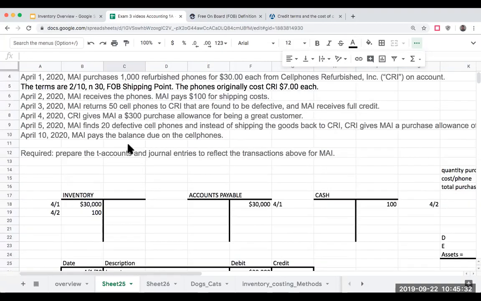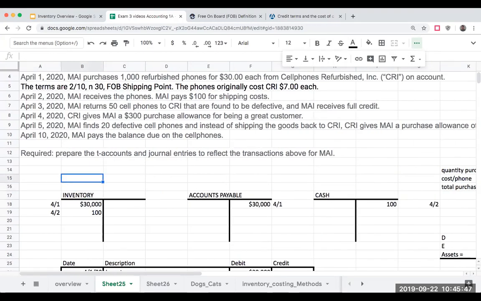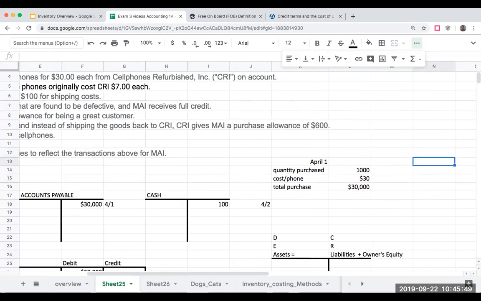Okay, so we're going to keep going. That's April 2nd. On April 3rd, I return 50 cell phones to CRI that are found to be defective, and I receive full credit. So if I'm returning cell phones right over here on April 3rd, I'm returning 50 cell phones.